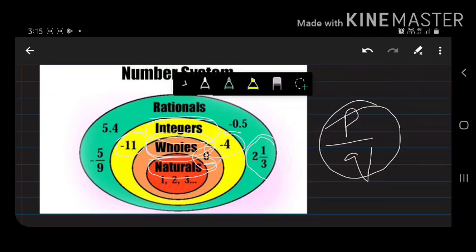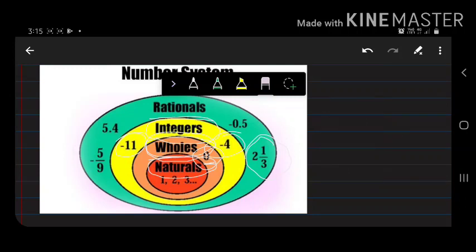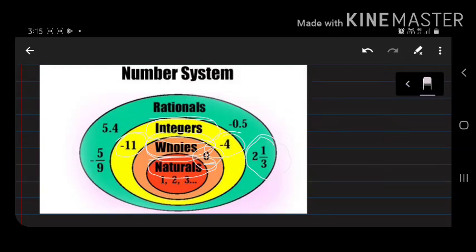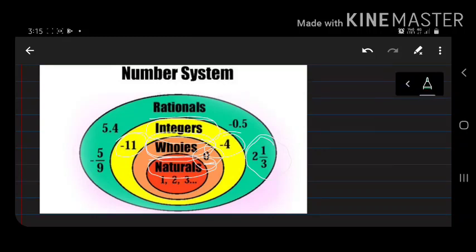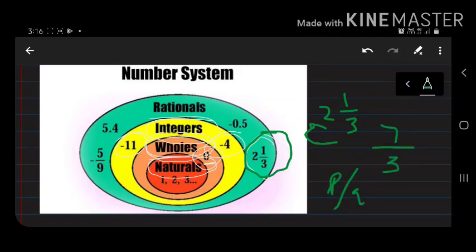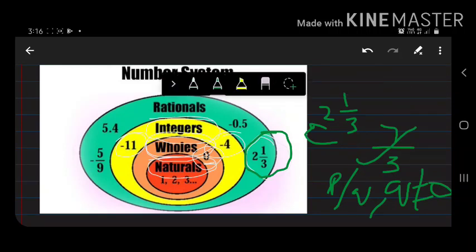Now focus on this 2 1 by 3. Which kind of fraction is this? This is a mixed fraction. So is it a rational number? Well, let's verify. The mixed fraction 2 1 by 3 can be converted into an improper fraction. And the rule is multiply the denominator with the whole number part and add the numerator. So we will get 7 by 3 where the value of q is 3, which is not equal to 0. So it is a rational number.